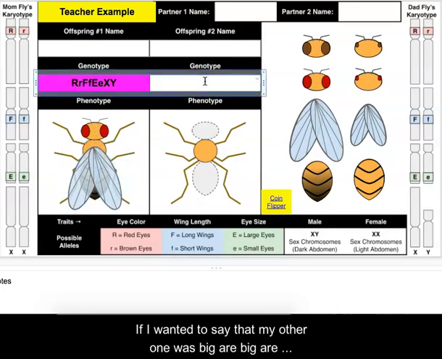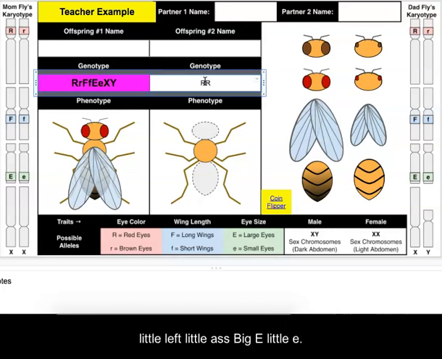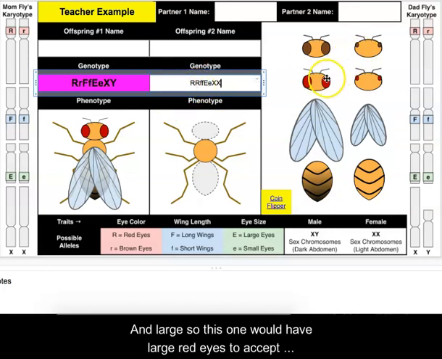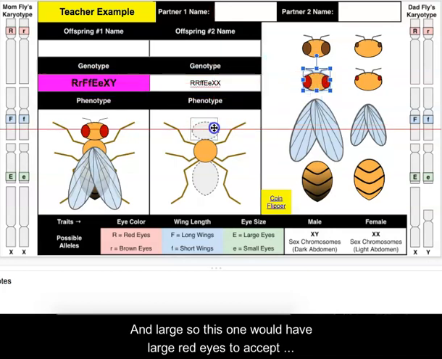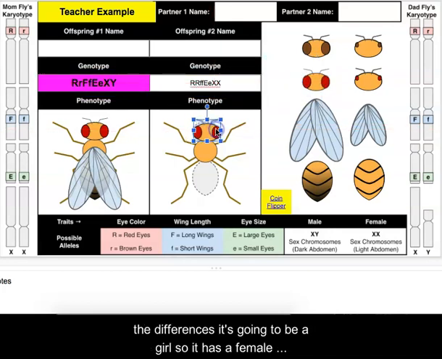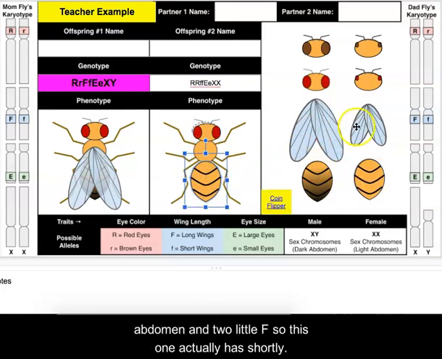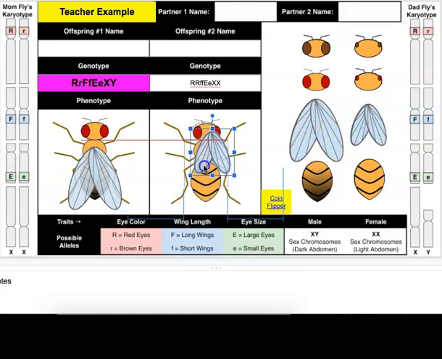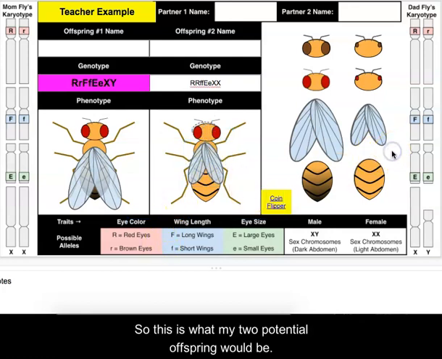If I wanted to say that my other one was big R, little f, big E, little e, let's say that this is my other one. It's going to have red eyes again and large. So this one would have large red eyes too, except the difference is it's going to be a girl. So it has a female abdomen and 2 little f's. So this one actually has short wings. Voila, I've made 2 little flies. So this is what my 2 potential offspring would be.